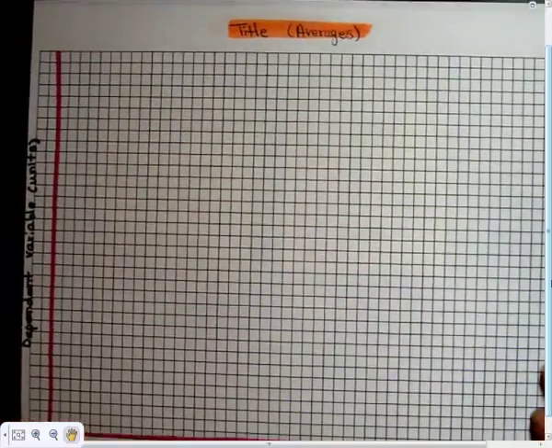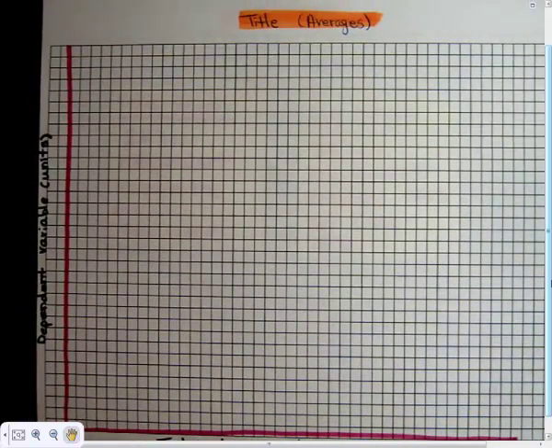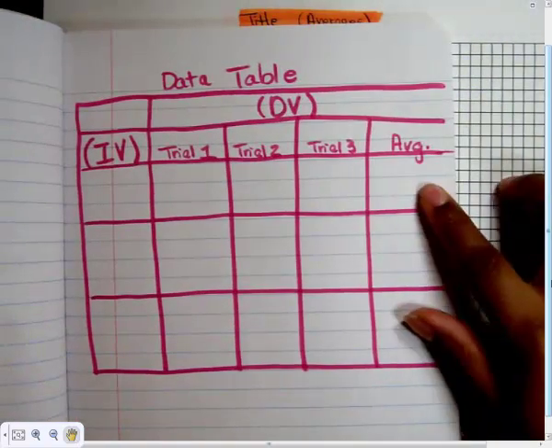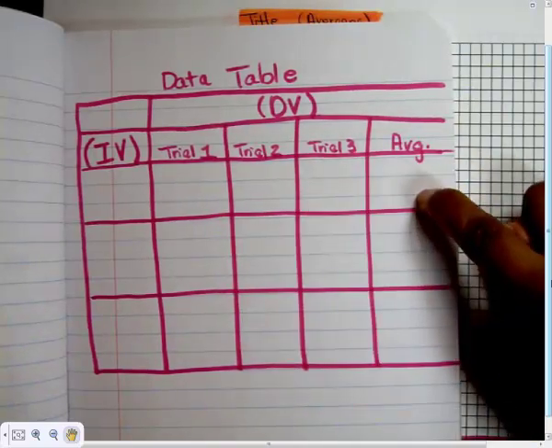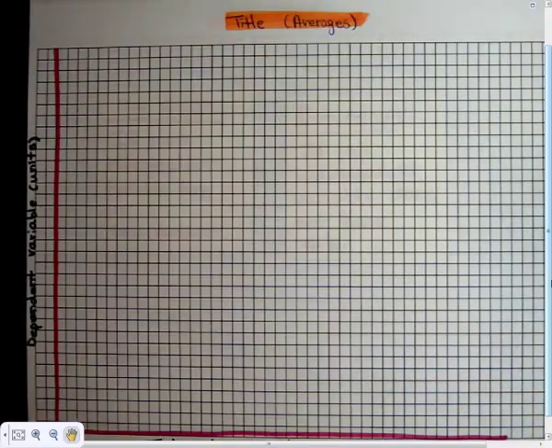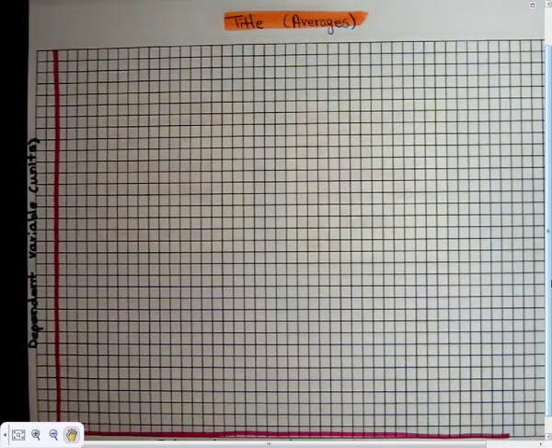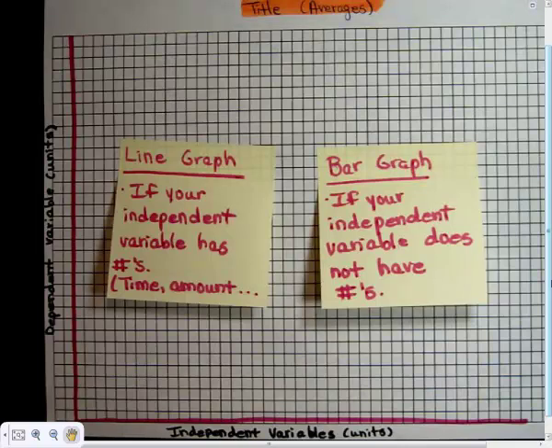You will do the same thing for your averages. So you'll put a title, and you'll make sure that you title it that you're doing these for the averages. And now you're going to be graphing the average data that you got. When you added up all 3 trials and divided by 3, that is your average, and that's what you're going to create on this data table. The same rules apply. If your independent variable has numbers, you'll be making a line graph. If your independent variable does not have numbers, you'll be making a bar graph.